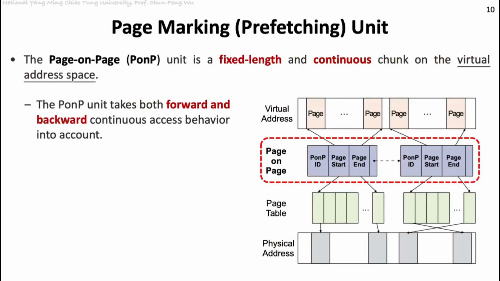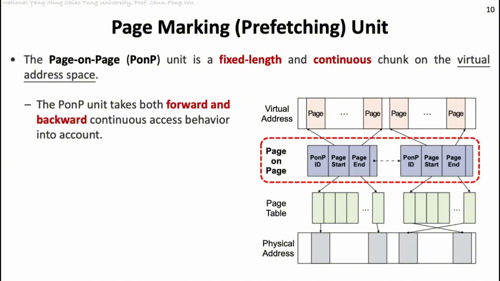So we design a thing called patch on patch. Currently a patch is 4 kilobytes, and we say there are forward and backward. So we try to assemble several patches together. In this case, we assemble 64 kilobytes, so we assemble 16 patches together to be a larger unit.